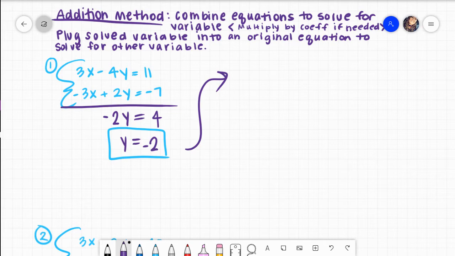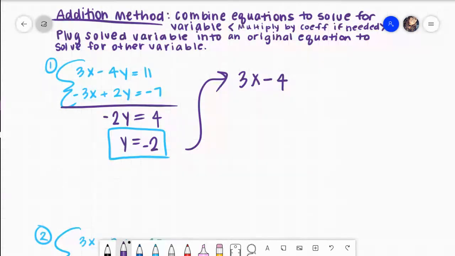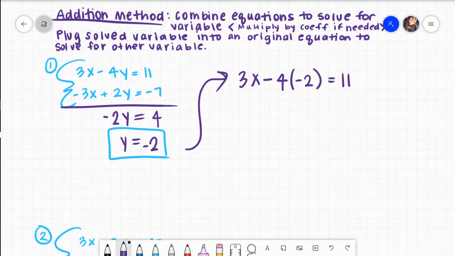So what we would have is 3 and then x and then our negative sign, 4, open. This is where we plug in our negative 2, close, equals 11. Okay, so now let's actually solve this equation for the variable x because all we have left in this equation is x.